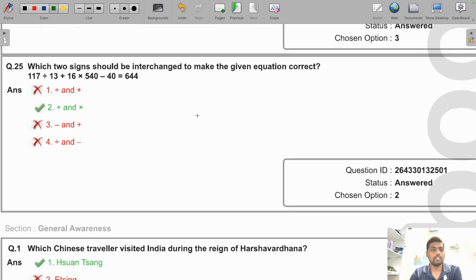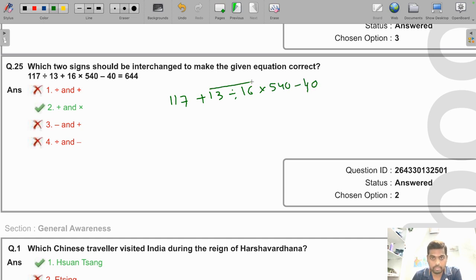Let us solve the last question, guys. So they have given some statement, and they are asking which two should be interchanged to make the equation correct. Just go with the options. If you go with divided by and plus, how it will be: 117 plus 13 divided by 16 into 540 minus 40. Guys, no need to solve this entire thing, because 13 will never divide with 16. So it will be something like 13 by 16 into 540. 16 and 540 will never cancel, so definitely this is not the answer.